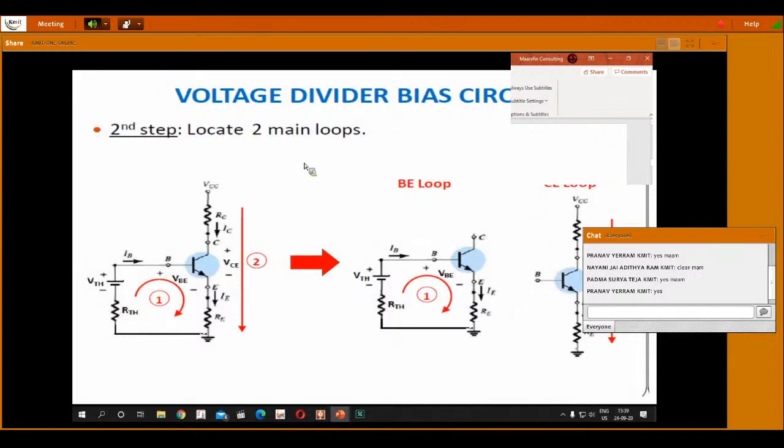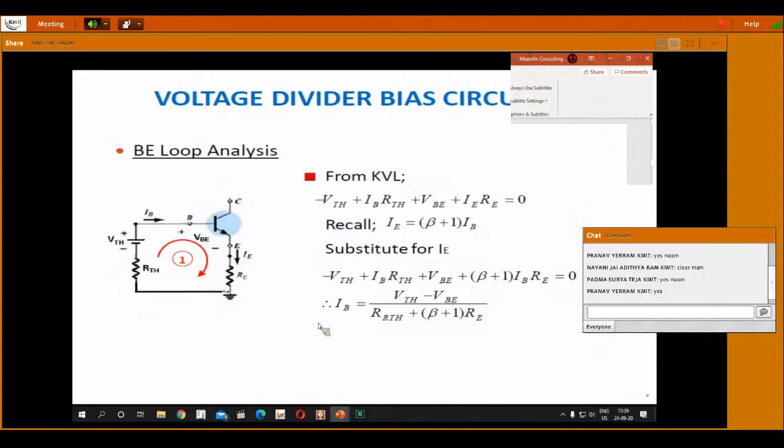Now, the base to emitter junction loop is this, and the collector to emitter junction loop is this. So now let me first analyze. Again we are applying KVL on this. If I apply the KVL on this, we have VTH minus VTH plus IB, the amount of current flowing through the RTH is the base current, hence IB into RTH, plus VBE plus IE into RE.